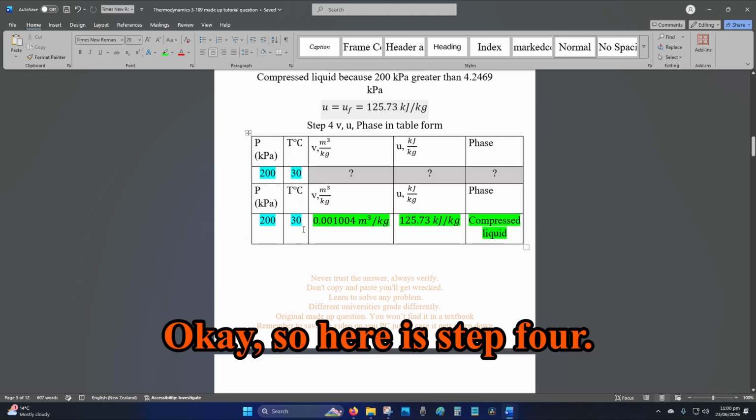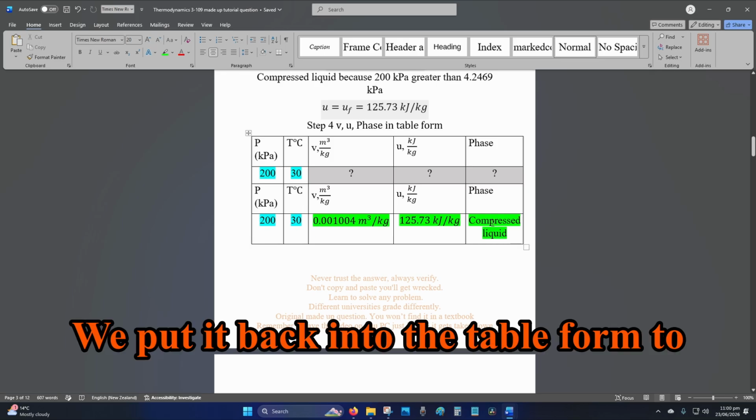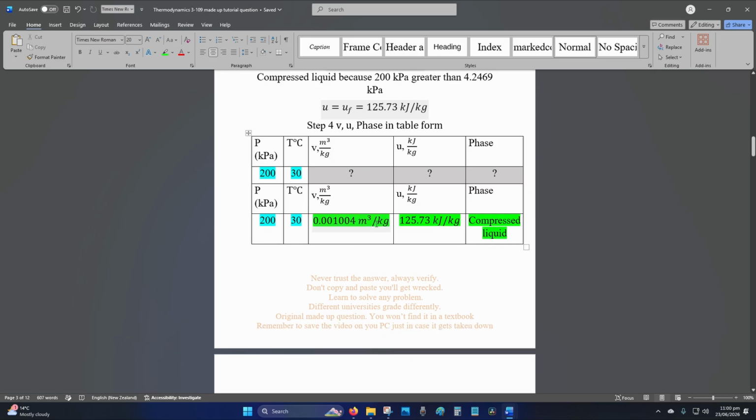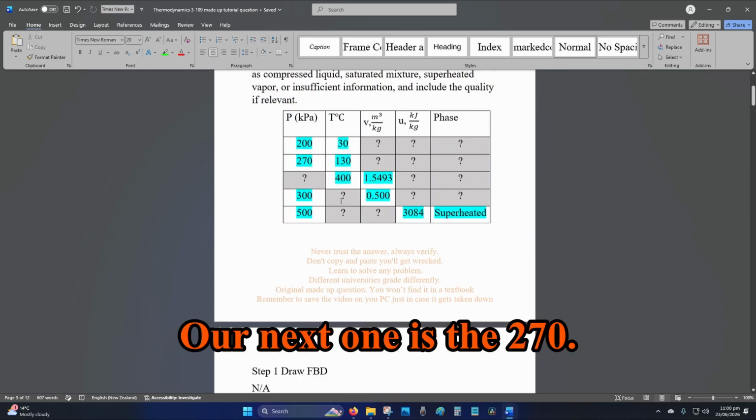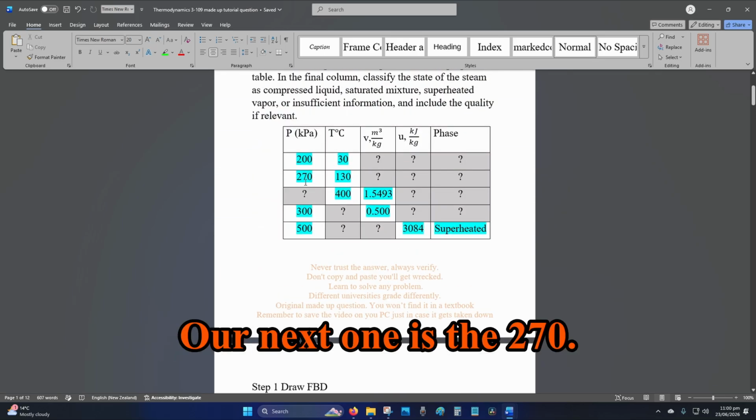Okay, so here is step 4. We put it back into the table form to answer the question. All right, so that's the first row done. Our next one is the 270.